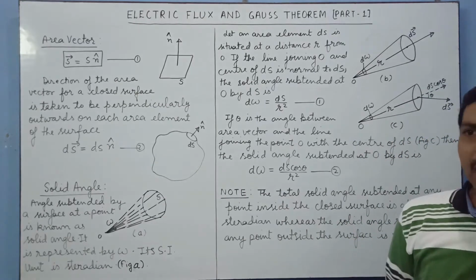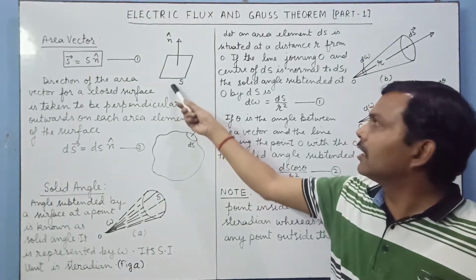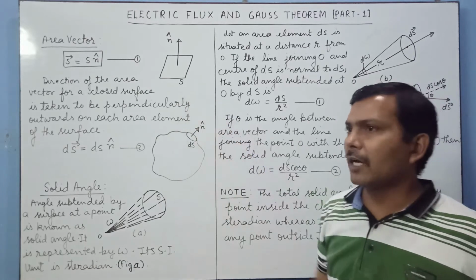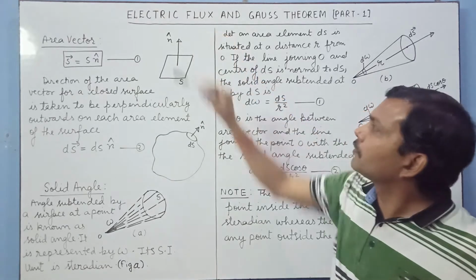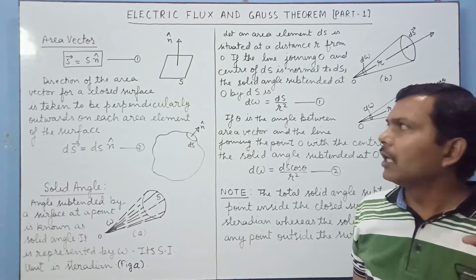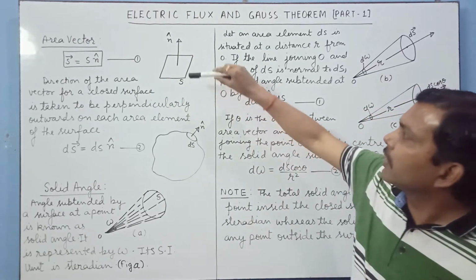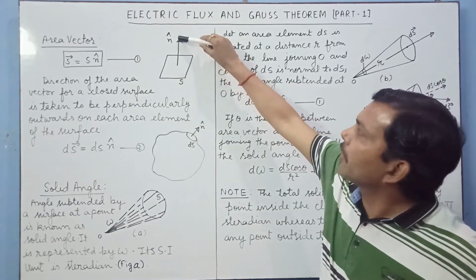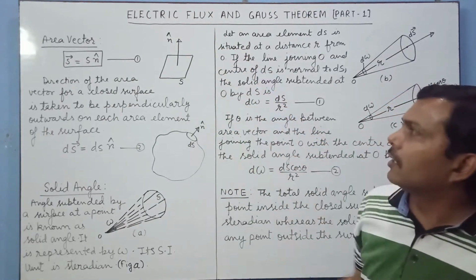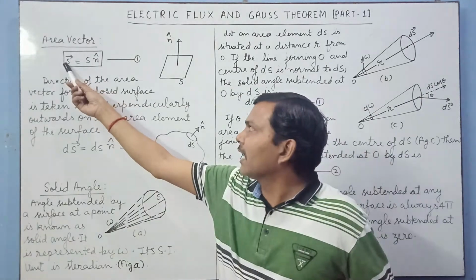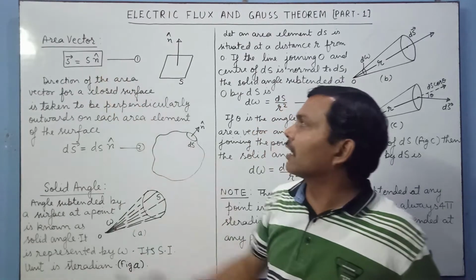So area vector of any plane area, let us consider here capital S, is a vector perpendicular to its area, equal in magnitude of the area. So if we consider a unit vector n perpendicular to a plane area capital S, then area vector S is equal to magnitude of S into unit vector n.